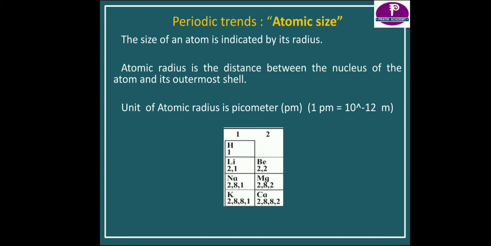So consider this figure first. Here in case of group 1, hydrogen has only one shell, lithium has two shells, sodium has three shells, potassium has four shells. So as we go from top to bottom, the number of shells increases one by one. So automatically the distance between the nucleus and the outermost shell increases gradually. We can say that when we go down in any group, the size of the atom increases gradually because the number of shells increases from top to bottom.